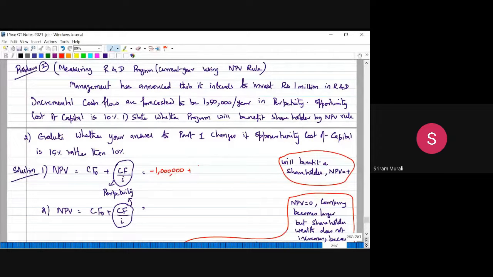What is the first year income? 1,50,000. At what rate is the interest calculated? 10%, because it is perpetuity. The perpetuity formula is A by I. Do you remember? Yesterday only I took it. Can you understand what I am trying to mean?